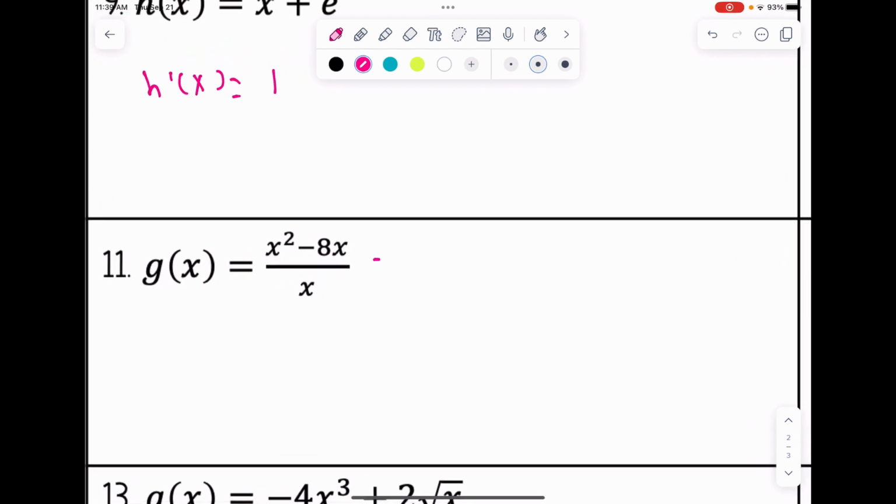Number 11, I'm going to divide out an x first. And I get x minus 8. And the derivative of x minus 8 would simply be 1.